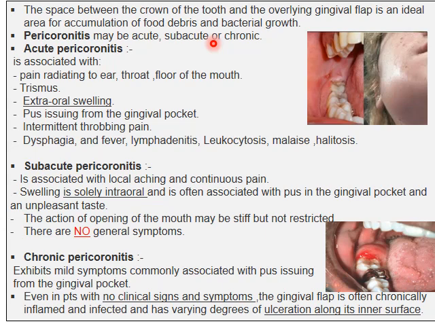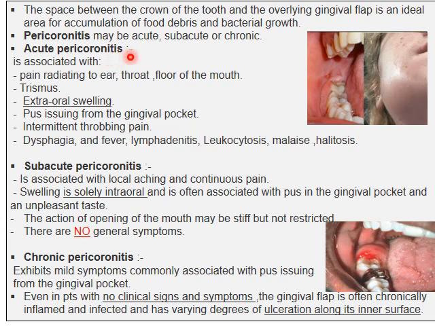The action of the opening of the mouth may be stiff but not restricted. يعني there is a stiffness in the opening of the mouth but there is no restriction. مو مثل الأكيوت فيس عند التريزماس المريض ما يقدر يفتح حلقة نهائيا أو تشوف very limited. In addition to that, there is one important symptom that can differentiate between acute and subacute.